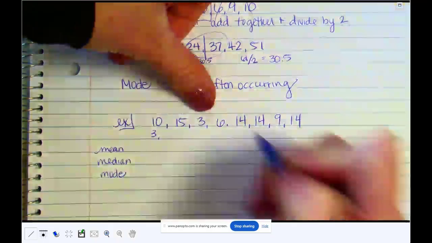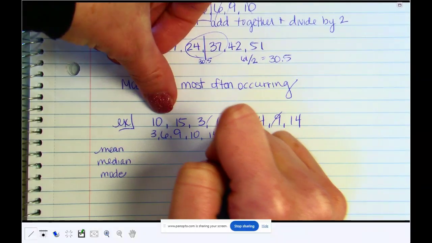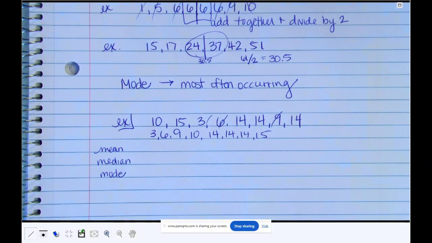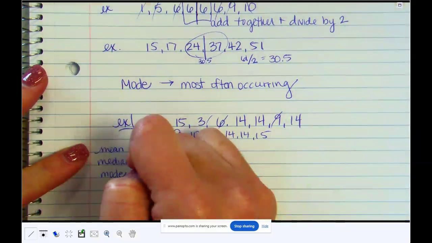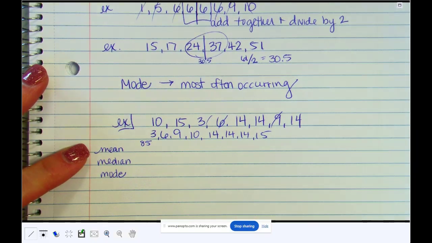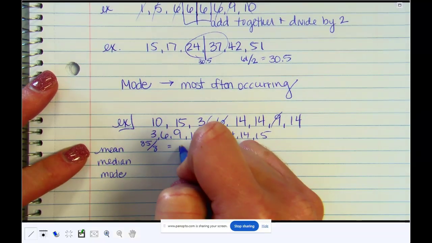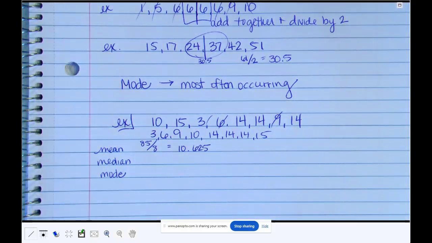So 3, 6, 9, 10. We've got a bunch of 14s and a 15. Okay. So add them all up. What do they add up to? 85? 85. If you got 71, you missed a 14. Okay, divided by 8, and you get 10.625.